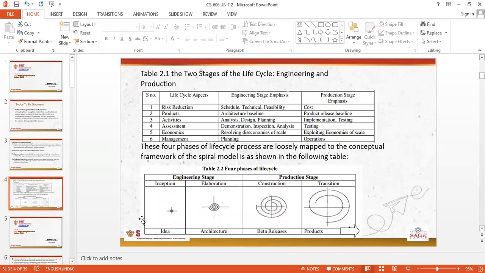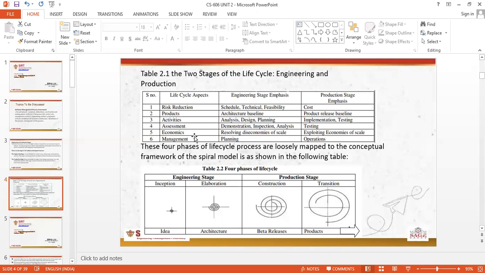This is the table of the two stages of the life cycle, engineering and production. The basis for risk in the engineering stage covers the challenges, people, and feasibility that come into this concept. Second is the production stage cost. Cost comes from the risk of the product architecture baseline and product baseline. Activities in engineering are analysis, design, and planning. In the production stage, the activities are implementation and customer deployment.